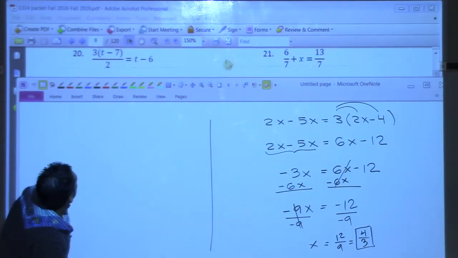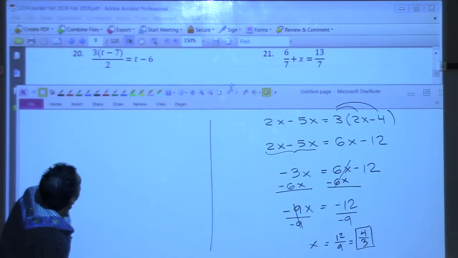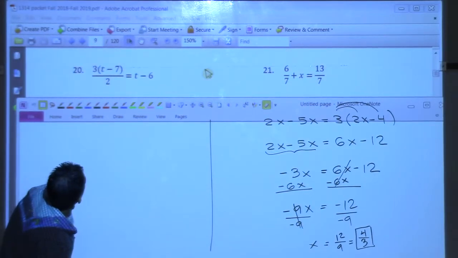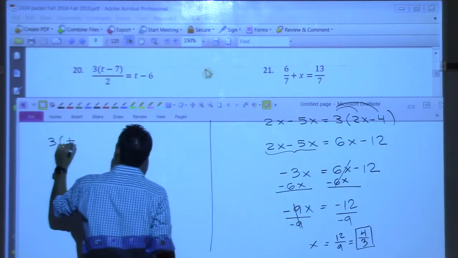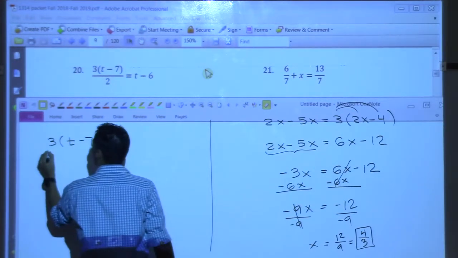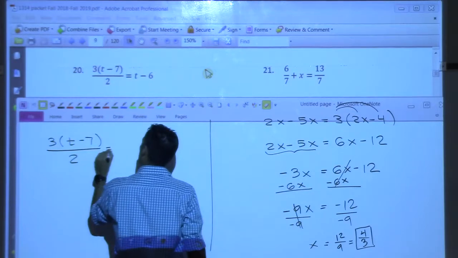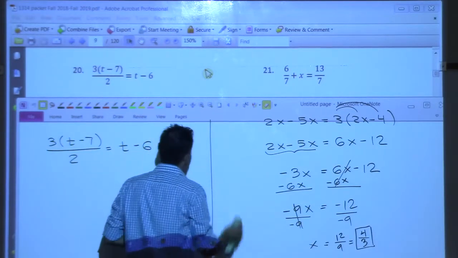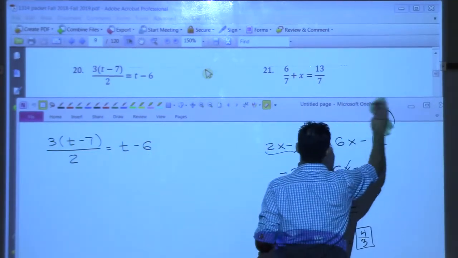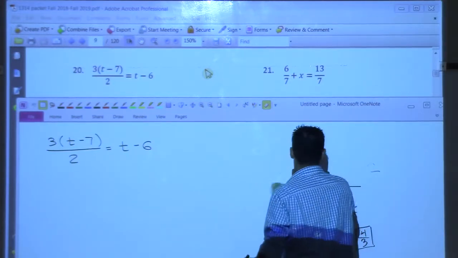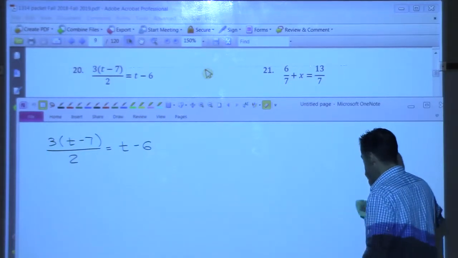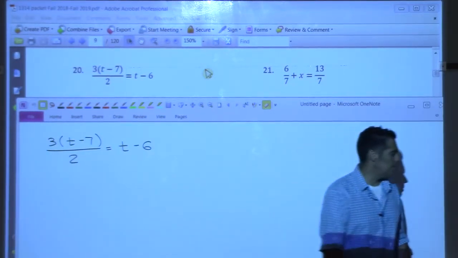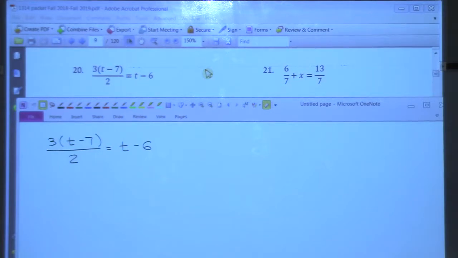Okay, let's see. Oh, okay, there's one that looks a little bit different. All right, so let's take a look at this one right here. 3 parentheses t, over 2, equals t take away 6. We're using t instead of x. So I'm not going to pull a stick here. I'm actually going to ask for a volunteer, someone who has not responded today, though. Any volunteers to help me do that one? Like how they would approach that? Go ahead.